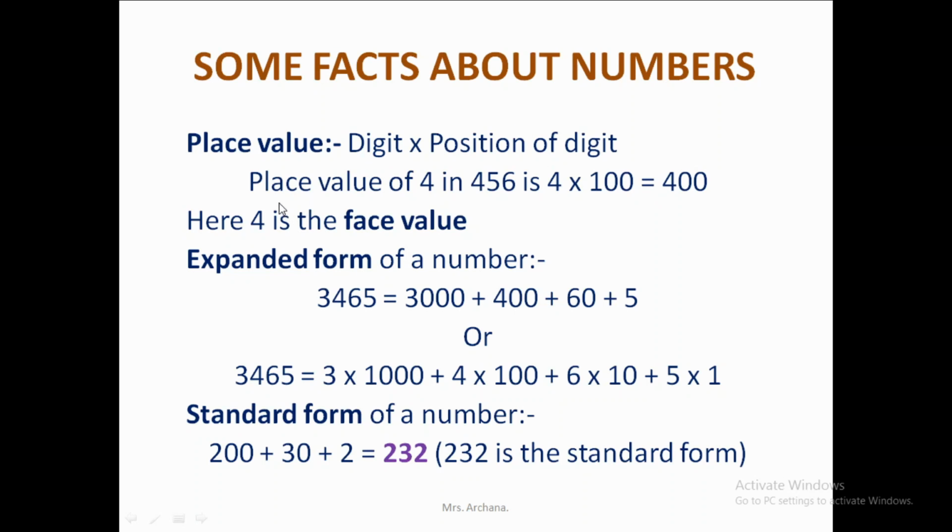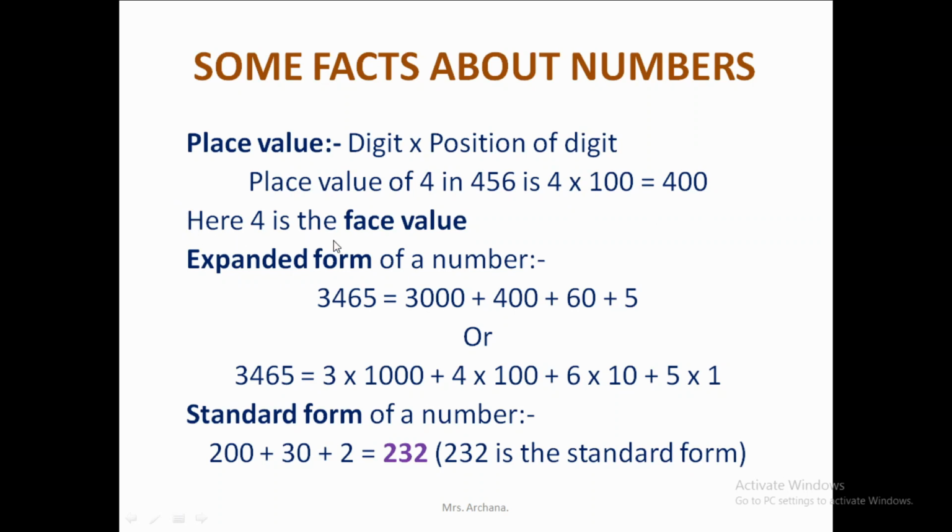Let's see an example. Place value of 4 in 456. That means you put in this formula. This 4 you will put where? In the digit's place that we have already given. Then this multiplication symbol we have given. Then position of the digit. What is the position of the digit? This is 1's place, this is 10's place and this is 100's place. So obviously the position is 100. So what is the place value of 4? See, 4 into 100 is equal to 400. That we got the place value.